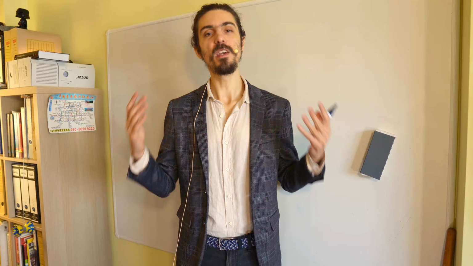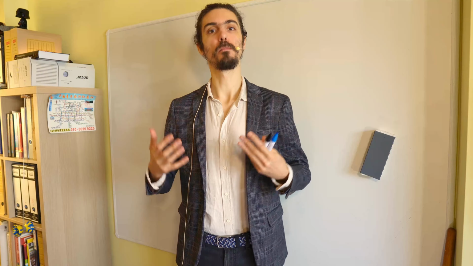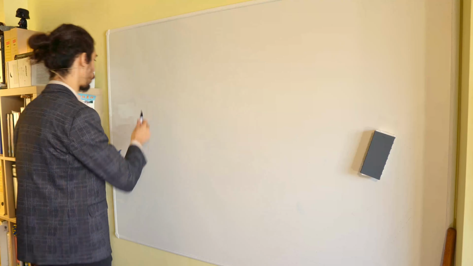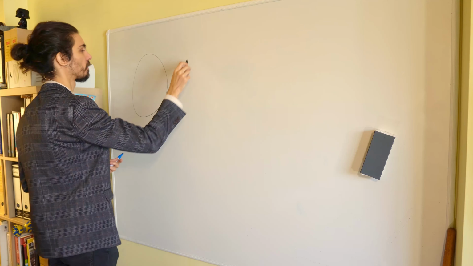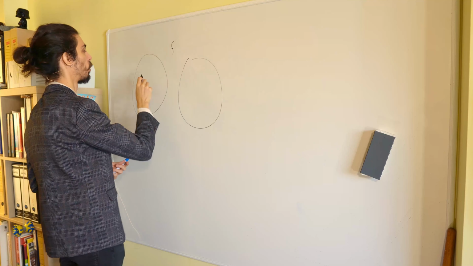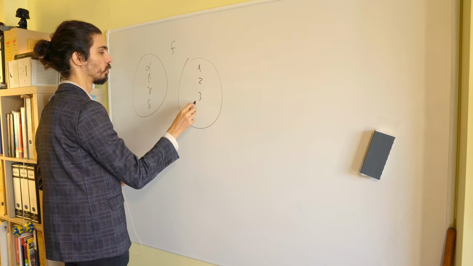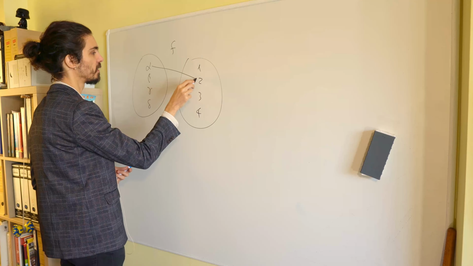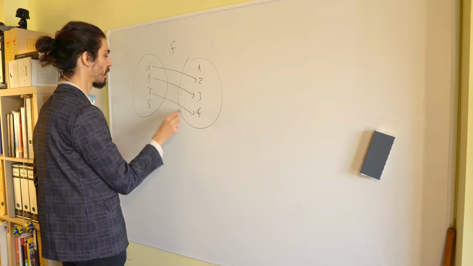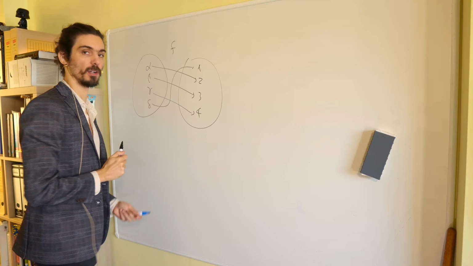What is the inverse procedure of a given procedure f? Well, let's seek inspiration from the previous example that we saw. What we had was the function f, which assigns alpha, beta, gamma, and delta to the numbers 1, 2, 3, and 4, like this. So you just draw the arrows, and those arrows define the function.